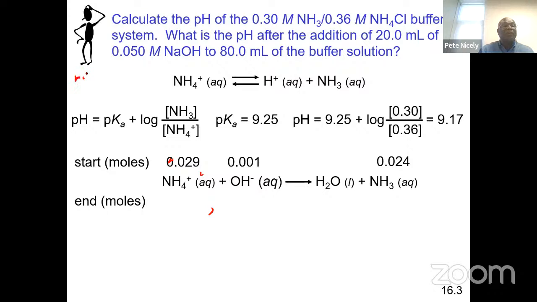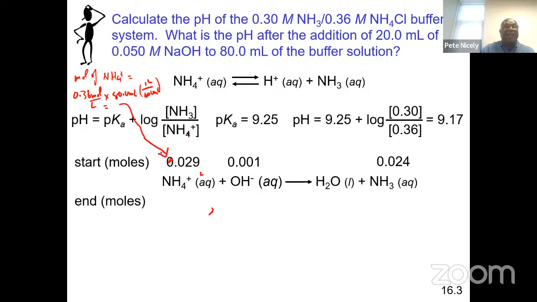So moles of ammonium, I'm sorry, will be equal to the molarity, which is 0.36 moles per liter, multiplied by the volume, which is 80.0 mL, which you have to convert to liters, which is 1 liter over 1,000 mL. All right. And when you work that out, that will give you this value right here.